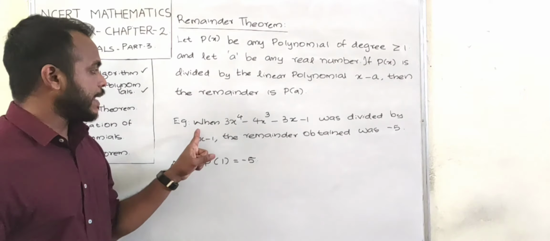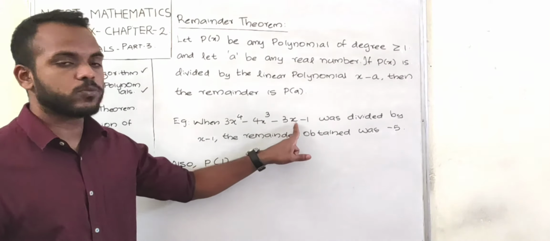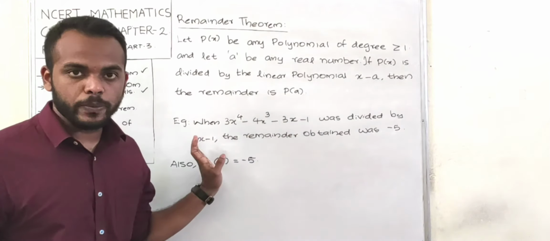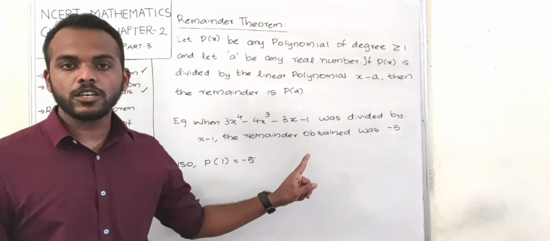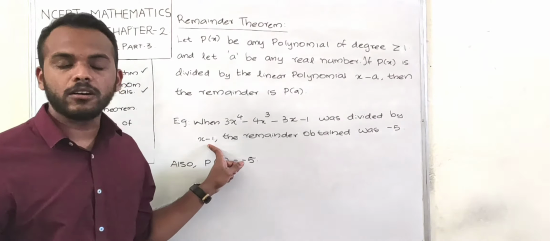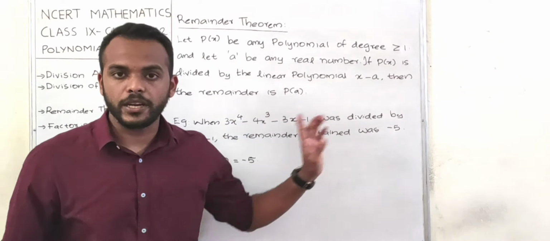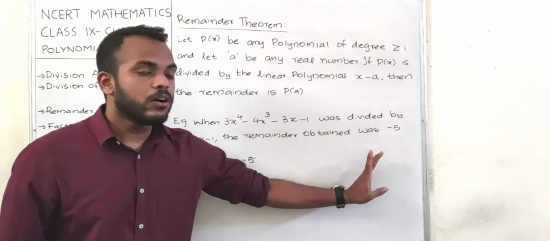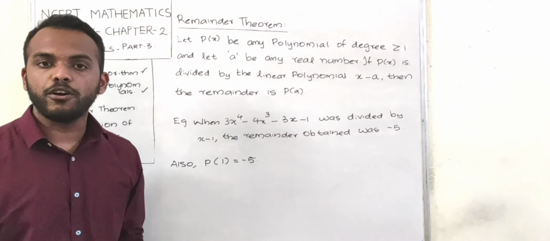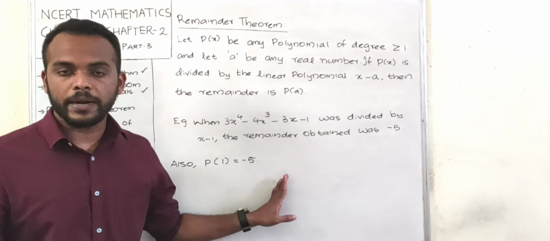We were given the polynomial 3x raised to 4 minus 4x cubed minus 3x minus 1, and by which polynomial were we asked to divide? It was by x minus 1. We did the division process, and what was the remainder that we obtained? It was minus 5, right? Then we found the value of P of 1 also. What was the value of P of 1? That was also minus 5.